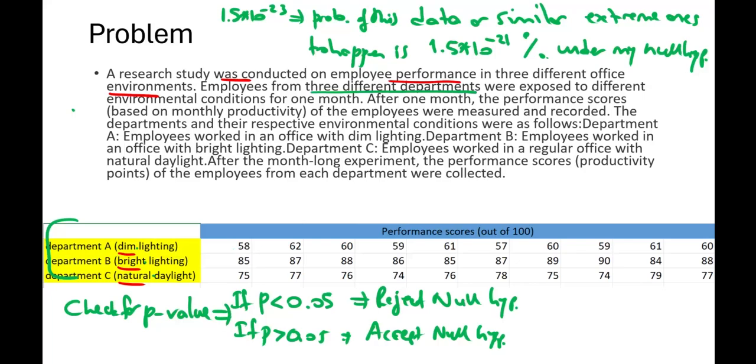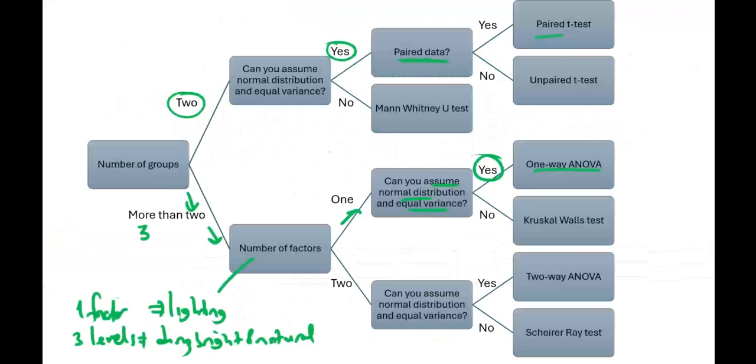But if they were the same department, for example department A, then it would be paired data. But in this case, it's not paired data. So it means that this one is not true, and we have to go this way: unpaired t-test. So let's do that.